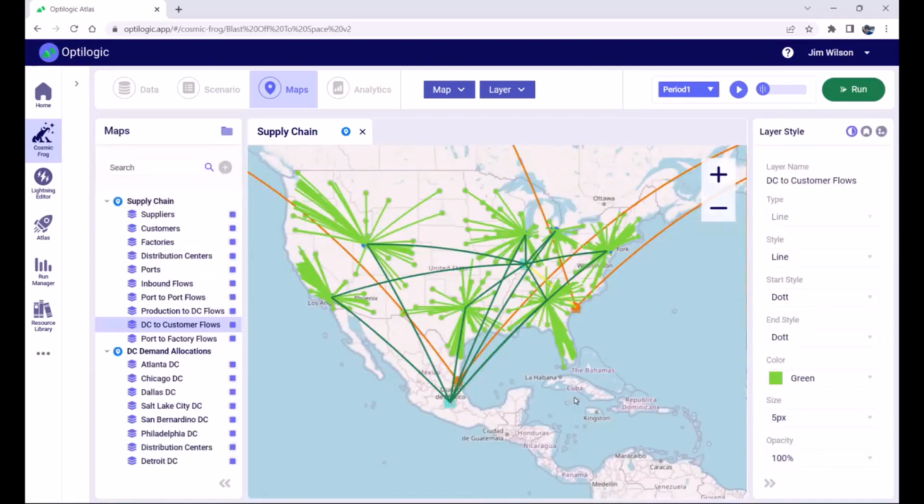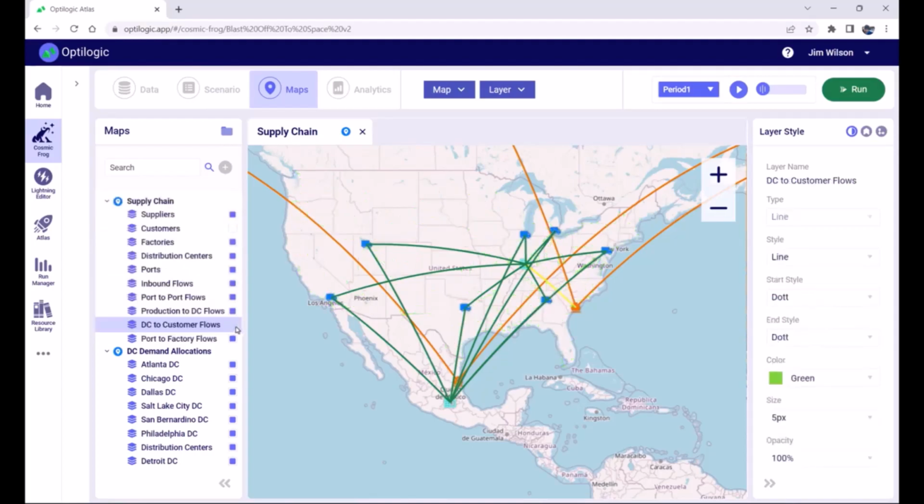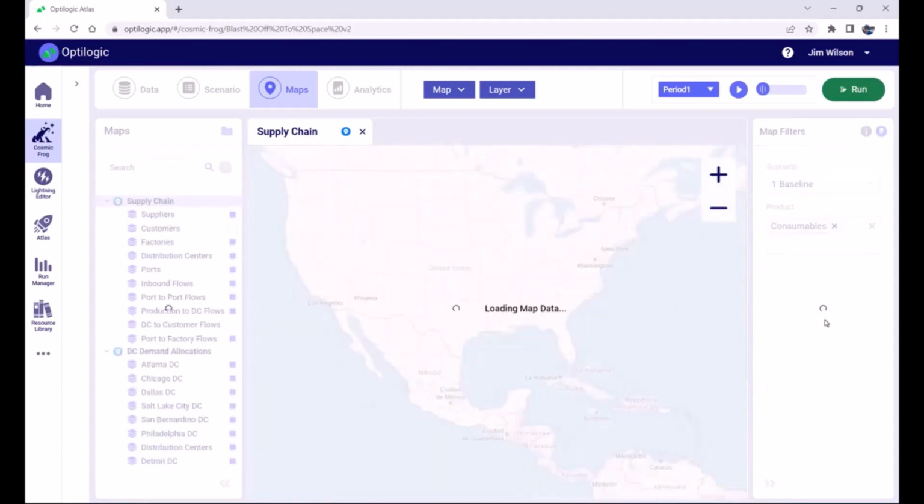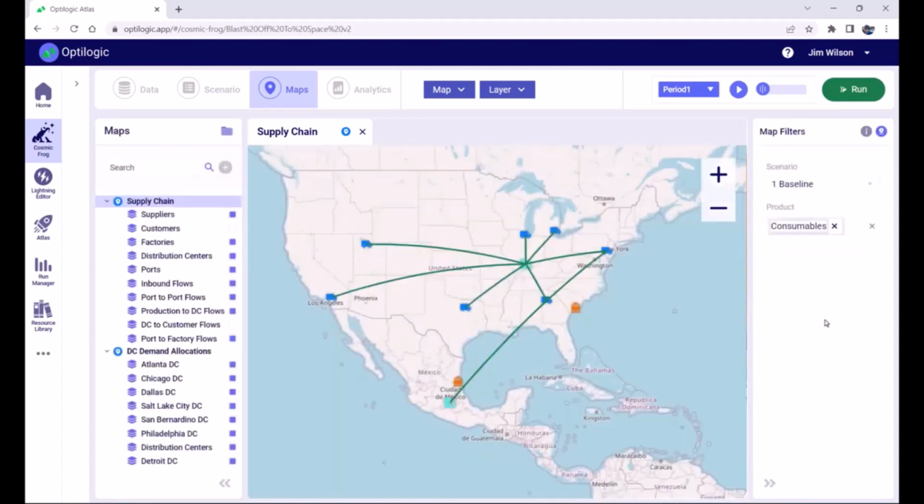Now obviously the map starts to get busy fast, and this is where we can start applying filters. So I'm just going to take off some of the detail in terms of the customers and the allocations. And at the map level we can do two things. We can select which scenarios we want to look at. So at the moment we're looking at baseline, but we can also go in and put product group filters. So I'm going to select consumables. We can actually select multiple products here if we want to.